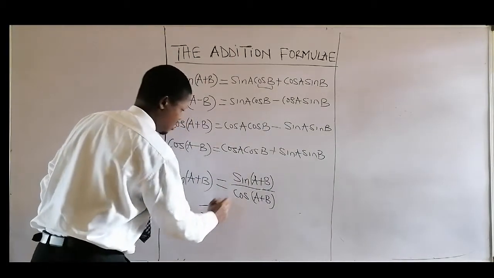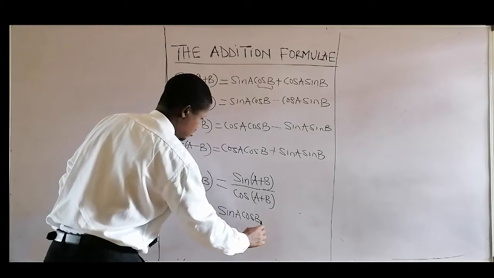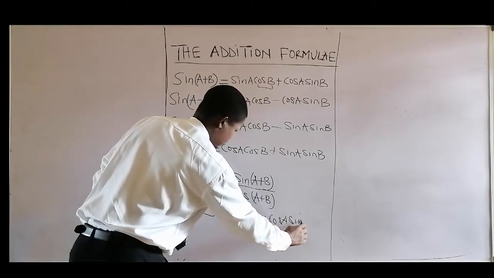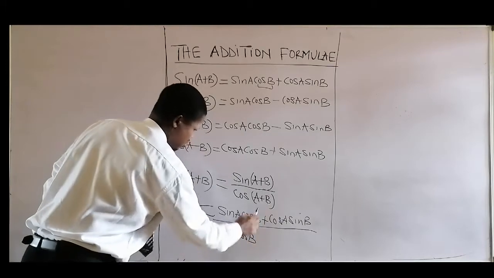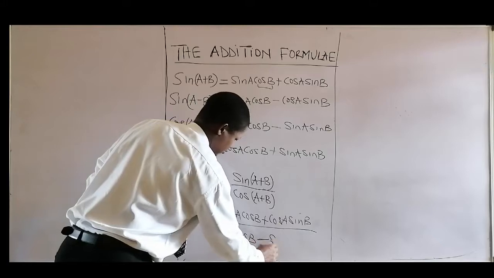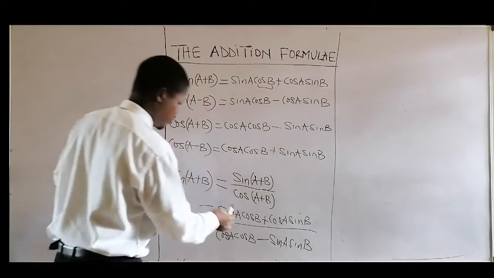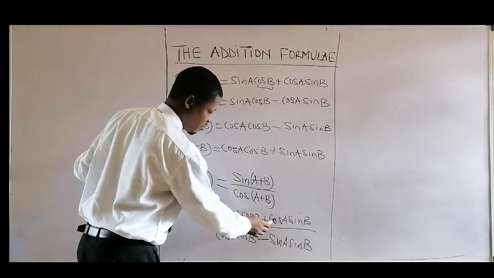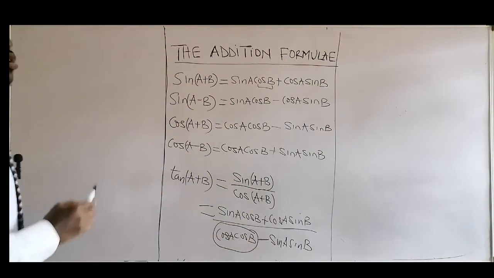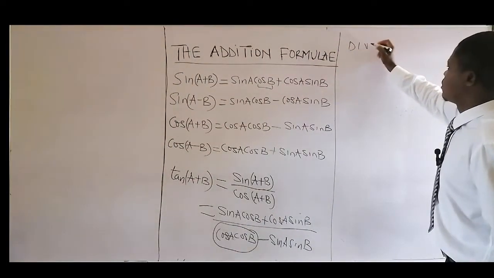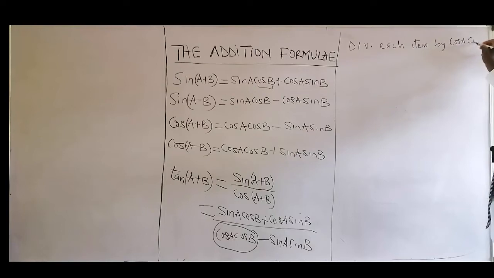Then sine A plus B will be sine A cos B plus cos A sine B. Then this one will be cos A cos B, then this plus changes to minus sine A sine B. So what we are going to do now is to divide each of these items, this one, this one, this one, this one, by this one I circled here. Divide each item by cos A cos B.